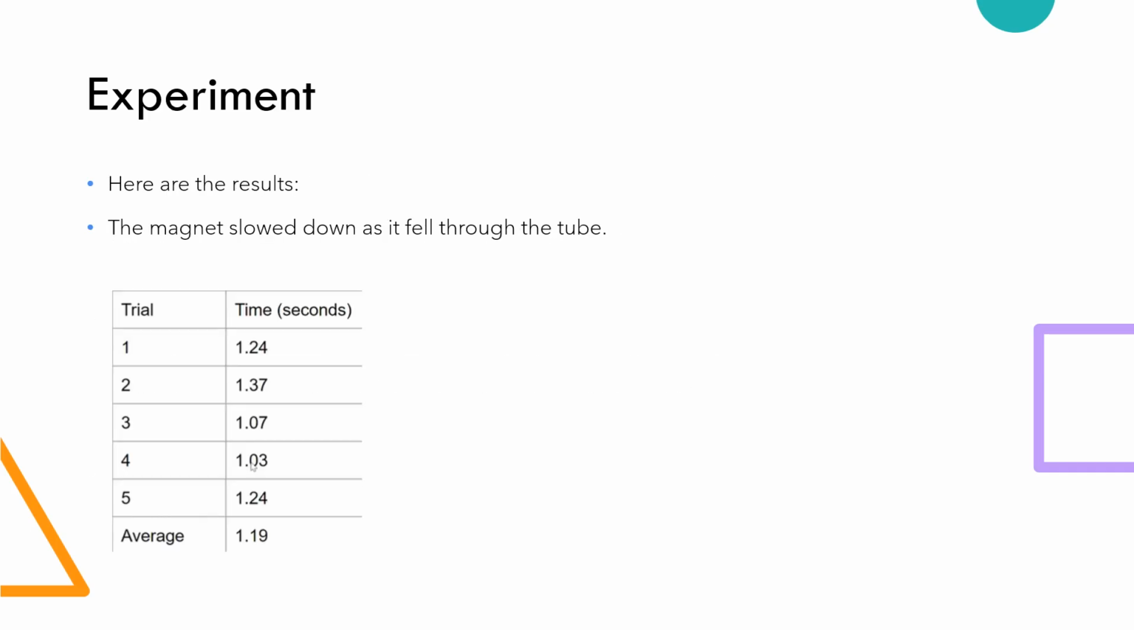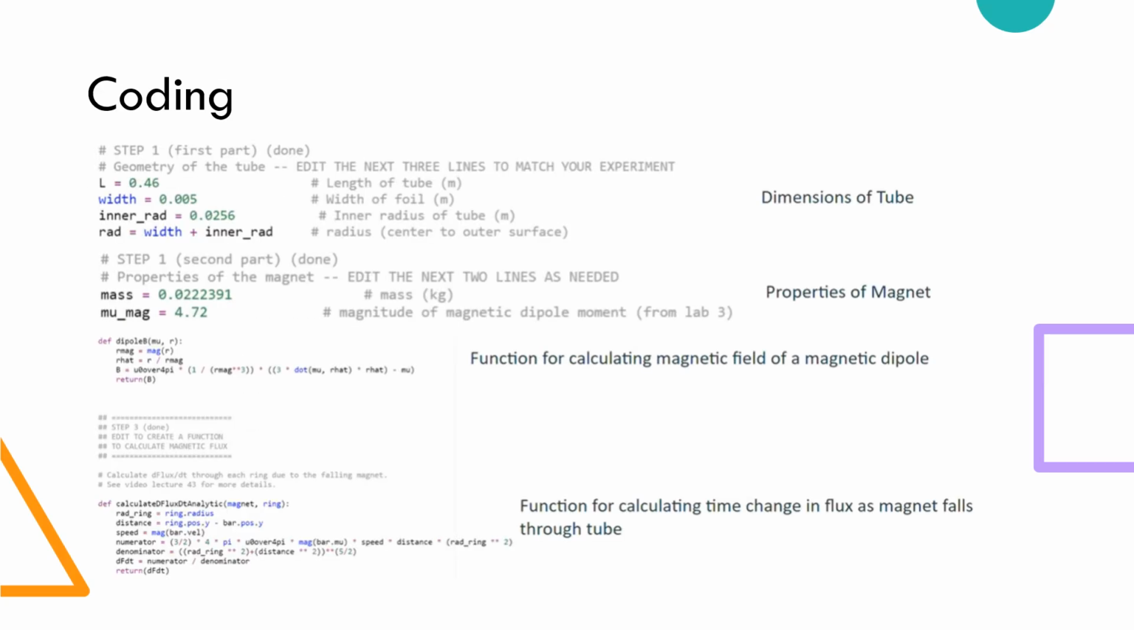So here are the results. The magnet slowed down as it fell through the tube, and here is the average time it took to get to the bottom. That was the experiment part. Here's the coding part with GlowScript to model it. And so we have our code here.